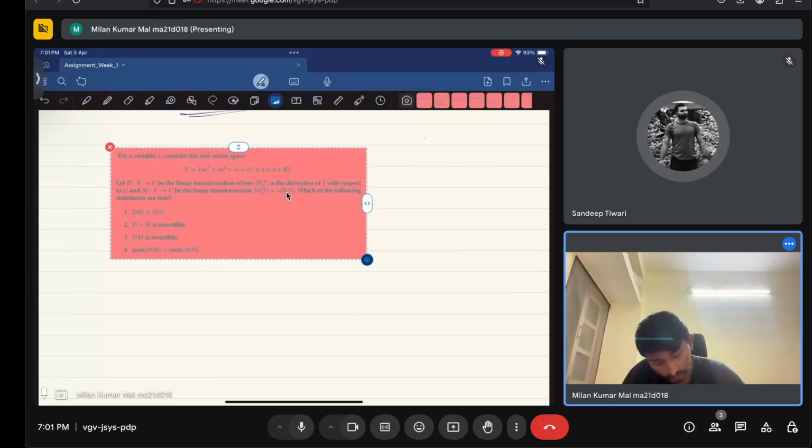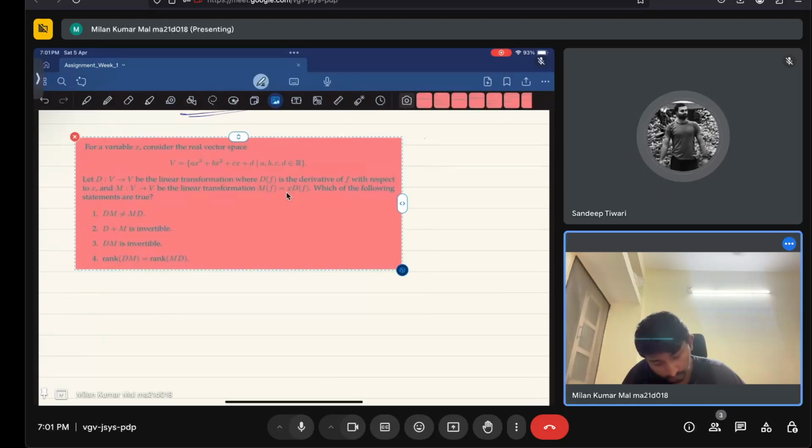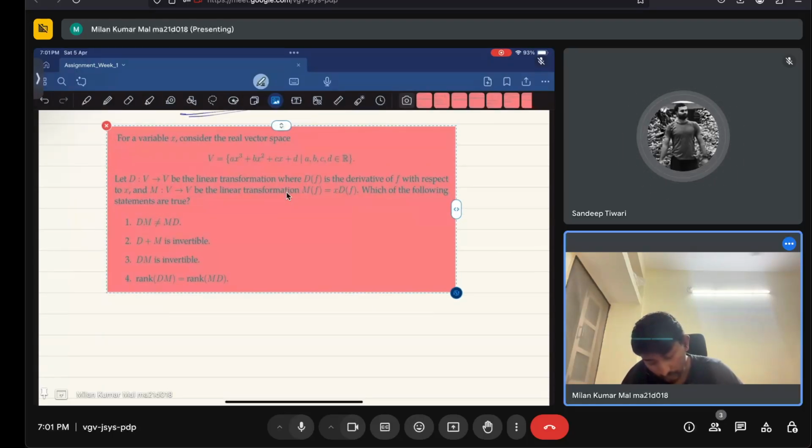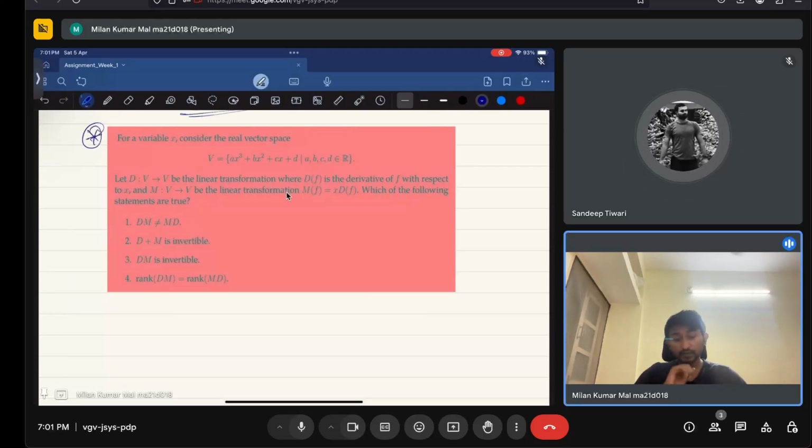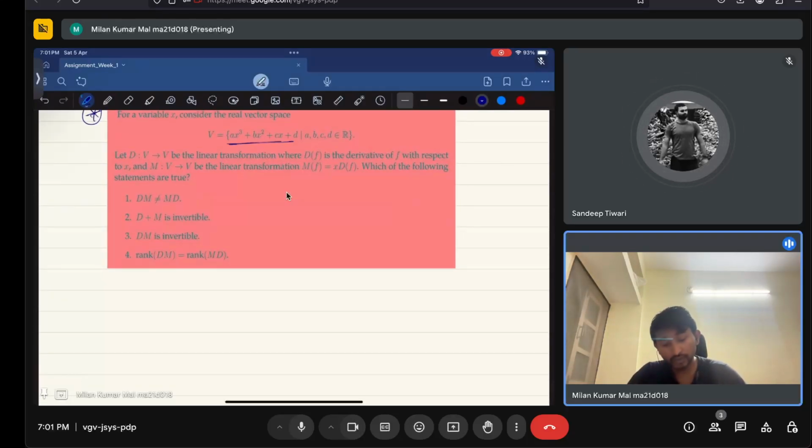Okay, this is another problem. So what it says: for a variable x consider the real vector space of polynomials of degree less than or equal to 3, so it has the standard ordered basis 1, x, x square, x cube, that is 4 dimensional. D is the differential operator, derivative with respect to x, and M is the linear transformation that is multiplication by x followed by derivative. Which of the following statements is true?